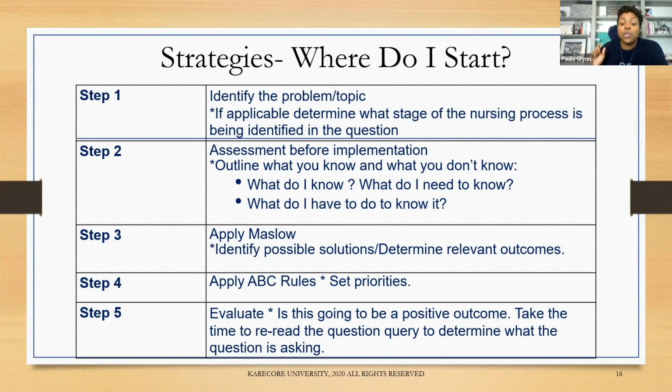And then step 5, evaluate. Reread the question to determine what it is asking. Don't overthink all the info to make a determination of the question. Reread the query of the question: what is it asking me for my answer?